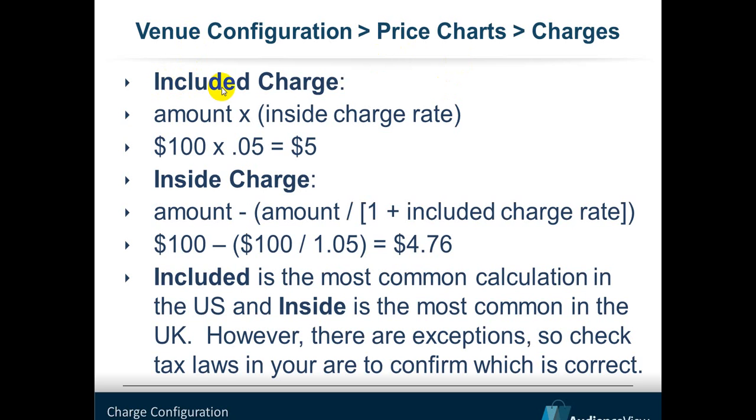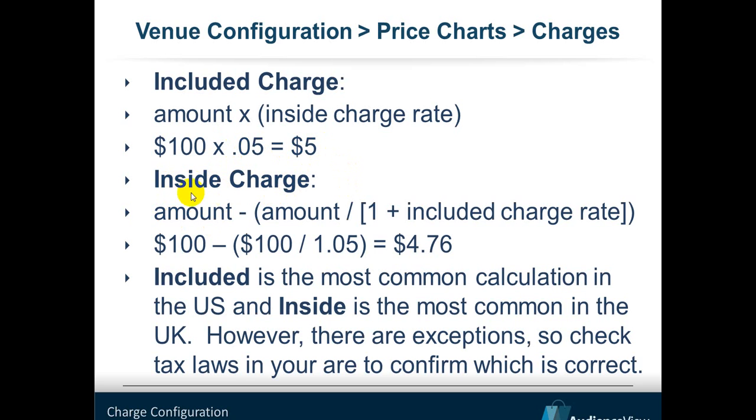So included charge is very straightforward. The amount of the item times the charge rate equals the included charge. So in this case, $100 admission amount times 5% is $5 charge. Very straightforward. Inside charge is a little bit different, and this is basically how VAT is calculated in the UK. There are other locations which use this as well.